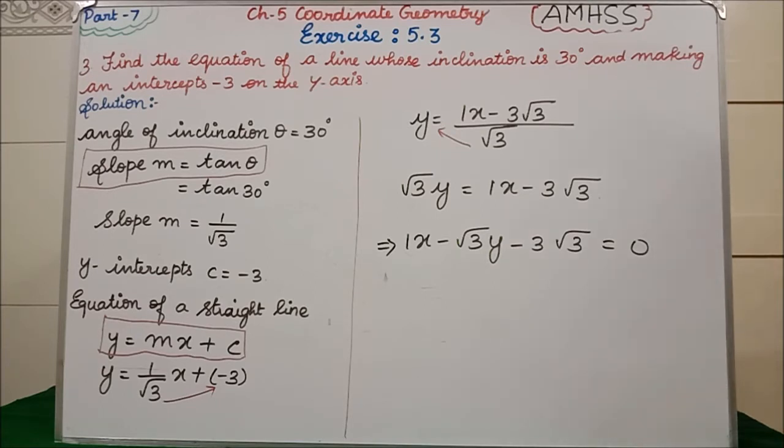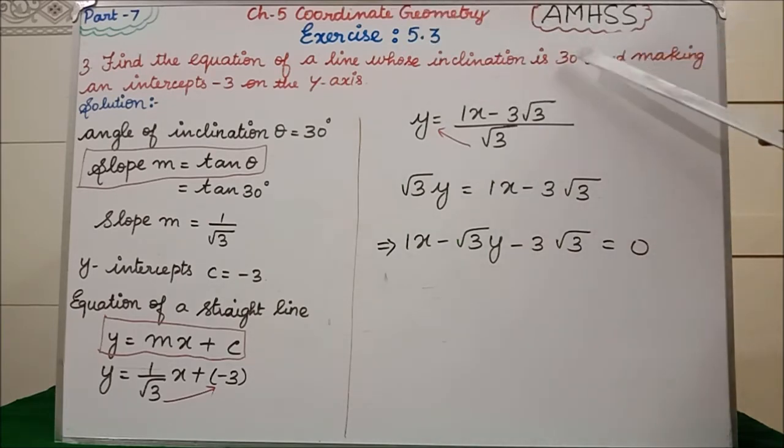They have given two values in the question: one is theta equal to 30 degree and the other is c equal to minus 3. And what are they asking us to find? The equation of a straight line. So the equation of the line should be in what form? General form. What is the general form of the equation of a straight line? Ax plus by plus c equal to 0, which means one x term, one y term, and one constant term should be in the final answer of the question. Clear? Now we'll start the solution.